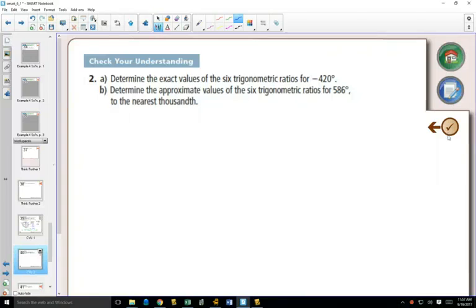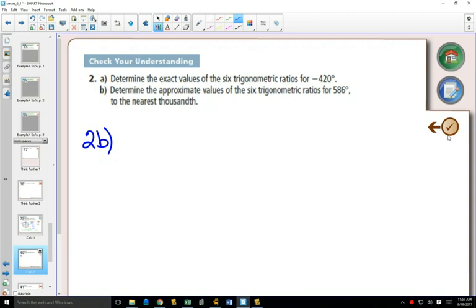Determine the exact values of the 6 trig ratios for 420, and then B, determine the approximate values for 586. What's going to happen is, like I said, we're going to do the unit circle, and some of these questions are better after we've done the unit circle. So for right now, we're only going to do 2B. And we're going to need our calculators, so if you have your calculator handy, take that out.